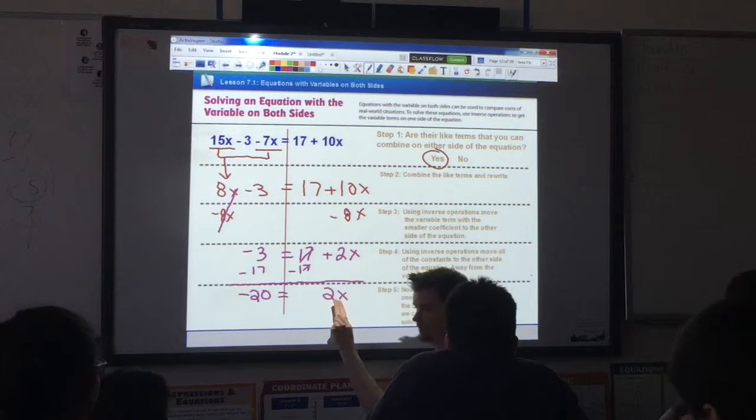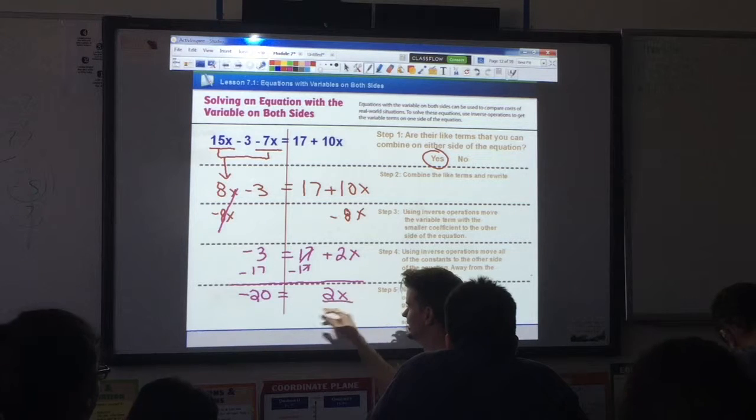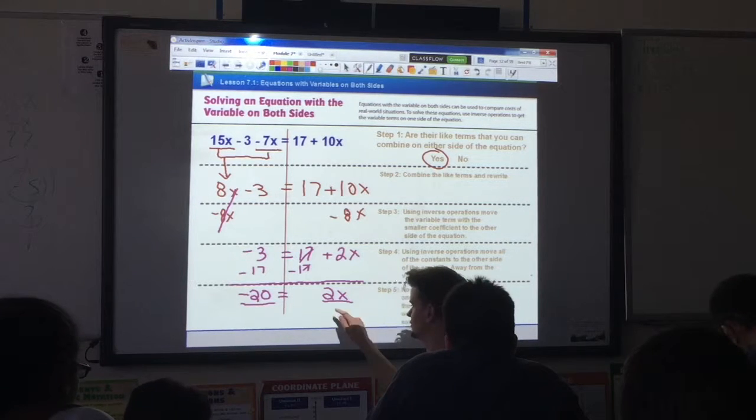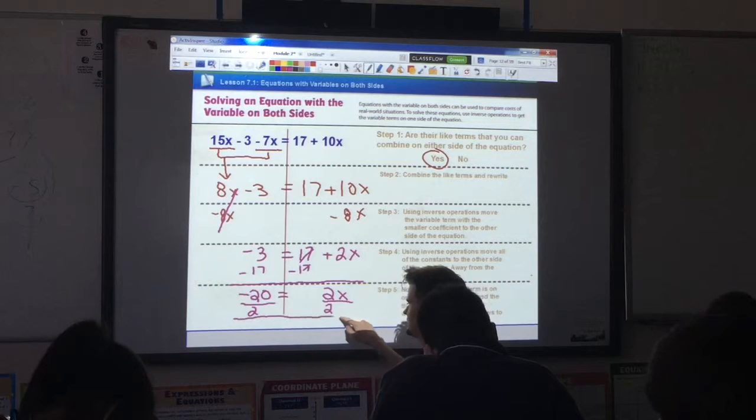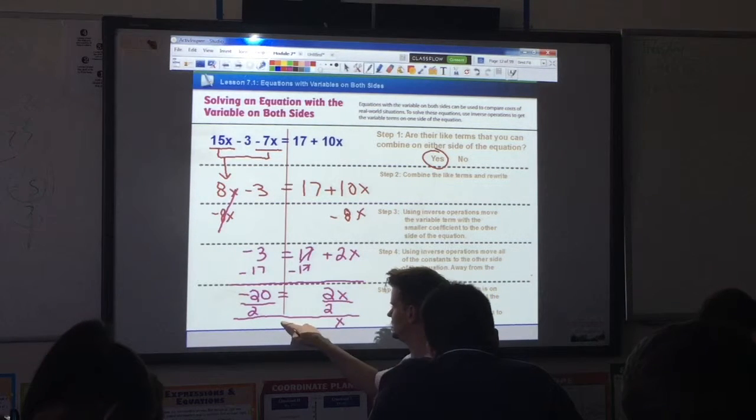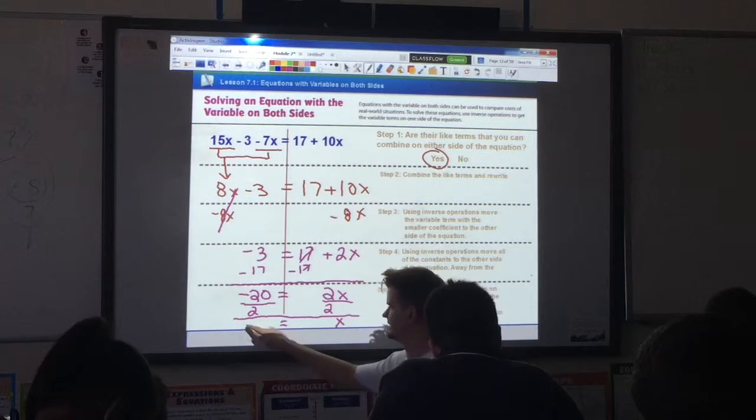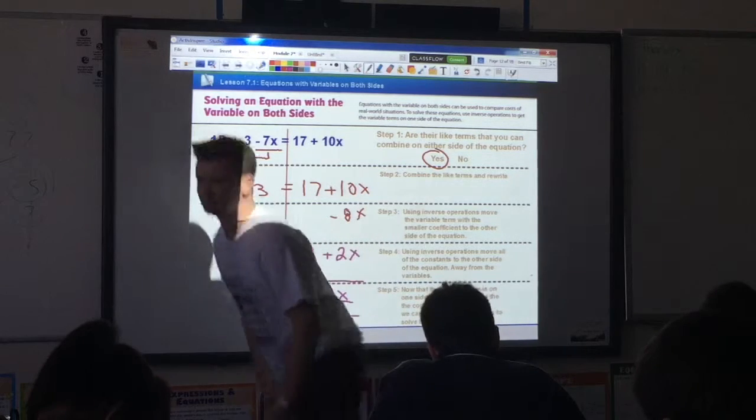I must undo this multiplication. The opposite of this multiplication is division. So I'm going to divide both sides by 2. Why? What is 2, class? Coefficient. So I divide both sides by just 2, not 2x. And what's going to happen to those 2's? They cancel out. X equals, and then what is negative 20 divided by 2? Negative 10. So x equals negative 10.